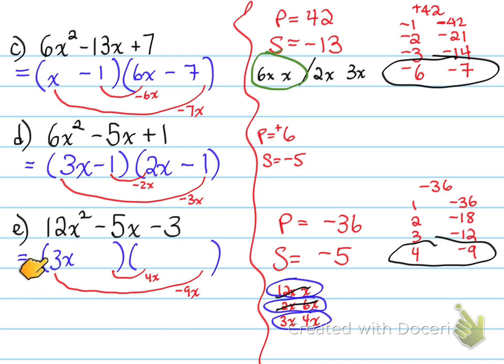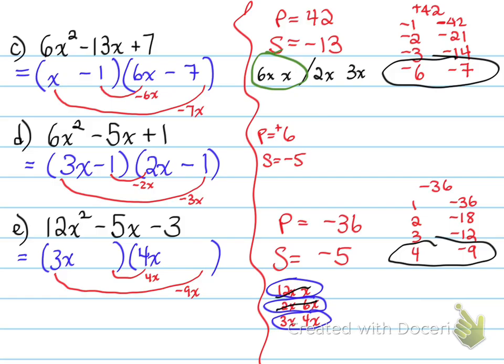9x can be divided by 3x, no problem. And 4x can be divided. So we want the 3x and the 4x here. 4x is divisible by the 4x. 3x is divisible with the 9x, so 9x can be divided by 3x. And what do we have here, folks?